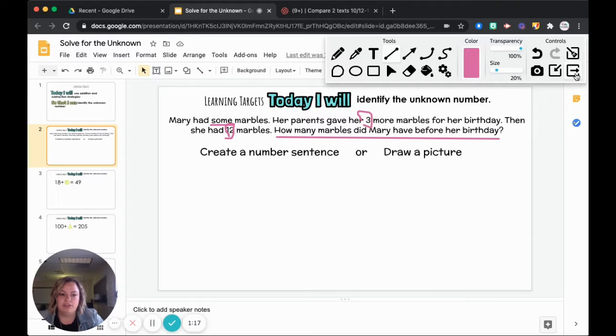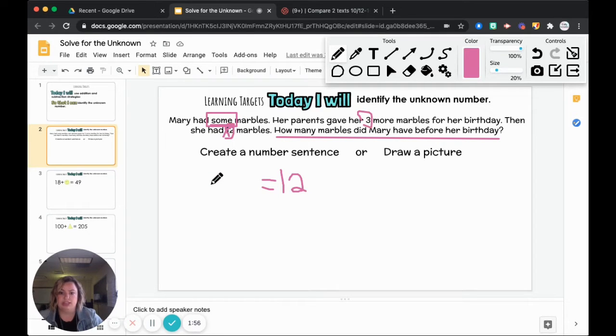Now, when you're solving for the unknown, there's a few different things you can do. You can create a number sentence, which has your addition, subtraction, those signs and an equal sign, or you can draw a picture. So we need to figure out what this number is for sum. Sum is our unknown. This is our important word right here. This is our big old question mark. What is sum? How much did she start out with? She ended with 12, right? So her total number she had at the end of her birthday was 12.